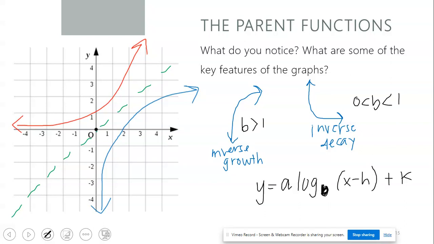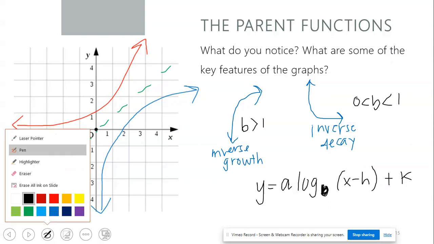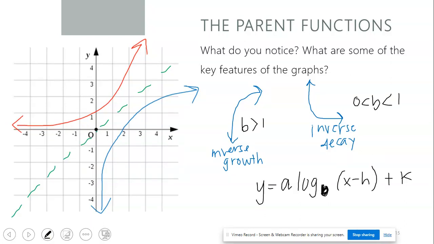And something you'll notice, no matter what, whether I have the inverse of growth or the inverse of decay, these graphs also tend to flatten out. They just flatten out in a different way. These graphs tend to flatten out vertically. So both of these graphs are going to have vertical asymptotes where they flatten out. You'll notice that the blue graph flattens out at the line 0, and this is a vertical line, so it's an x equals equation. Since we're crossing the x-axis at 0, that's why we have the equation x equals 0.